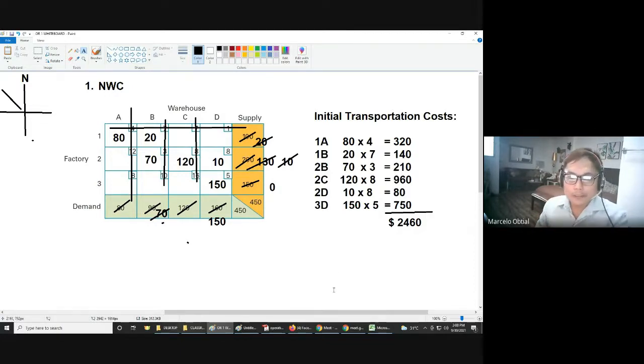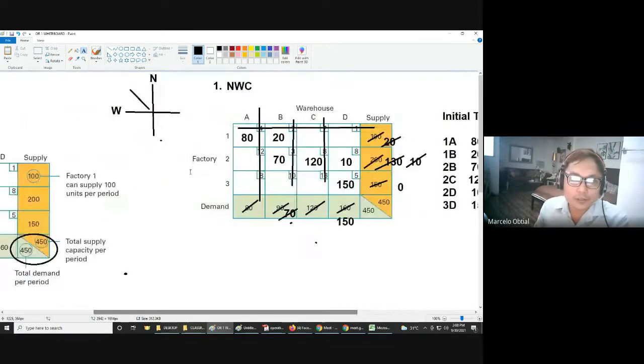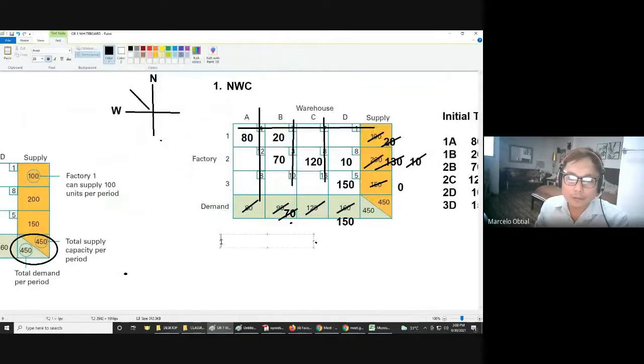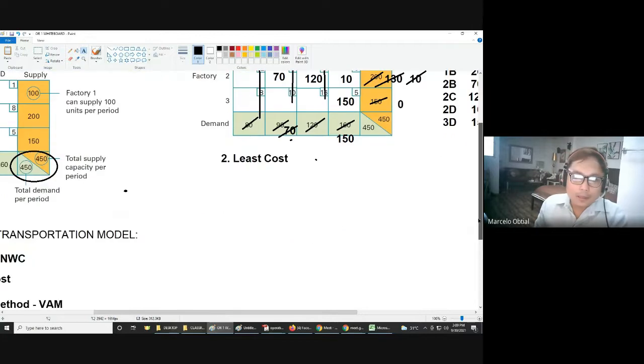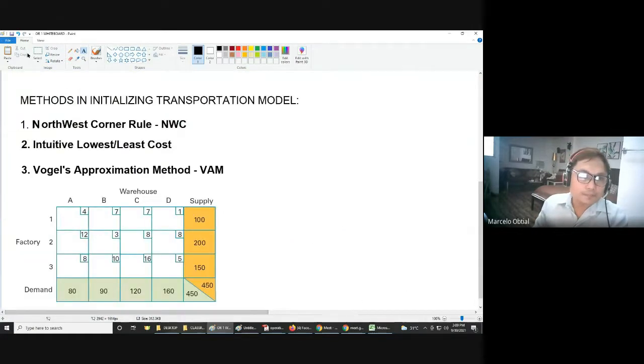The second method is the intuitive lowest cost or the least cost method. Shortcut, okay, intuitive. Intuitive or least cost. Yan na lang siguro. Okay, least cost method, intuitive. Okay, so we'll copy paste the original problem.